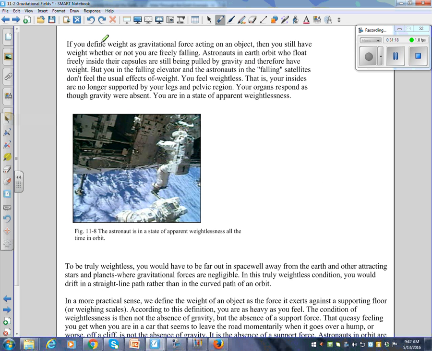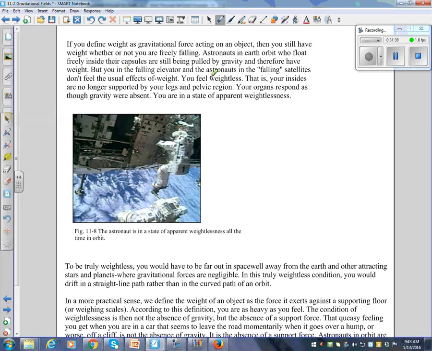If you define weight as a gravitational force acting on an object, then you still have weight whether or not you are freely falling. Astronauts in Earth orbit who float freely inside their capsules are still being pulled by gravity and therefore have weight. But you in the falling elevator and the astronauts in the falling satellites don't feel the usual effects of weight.